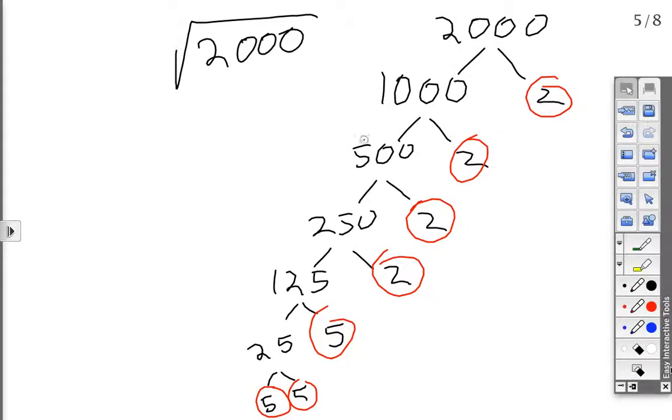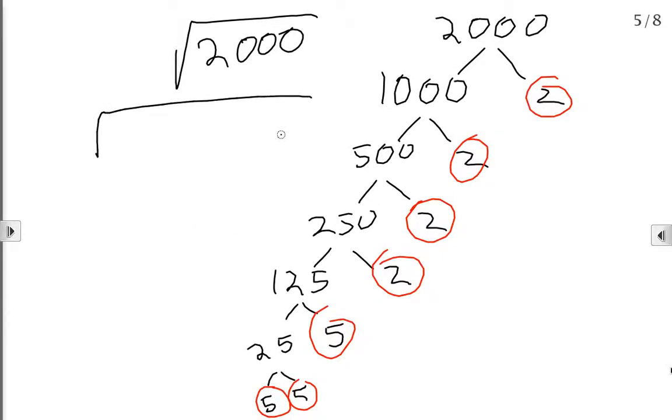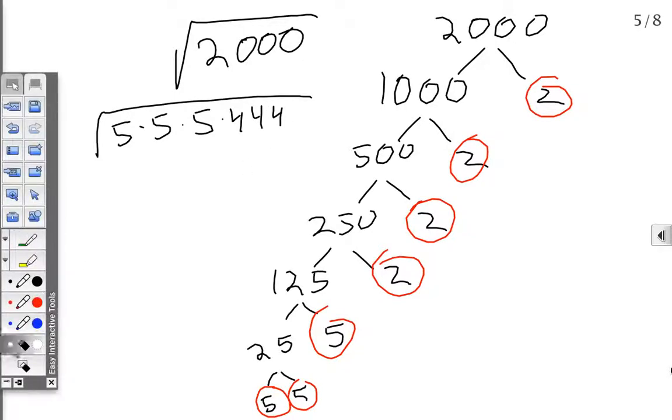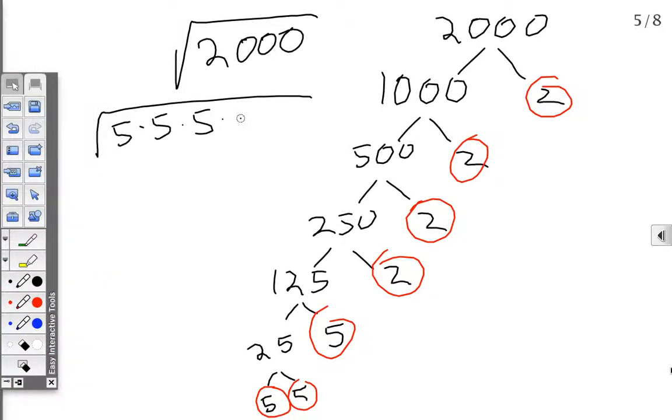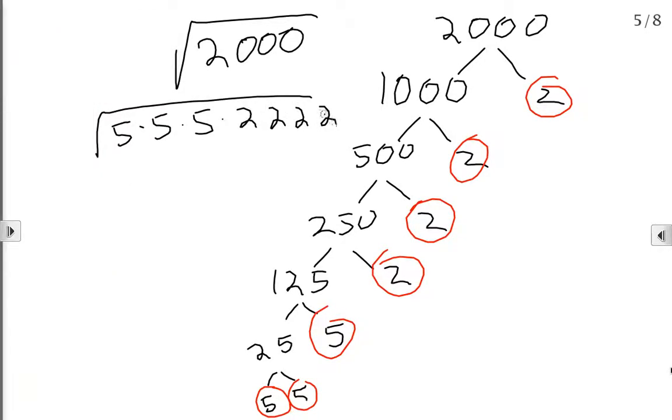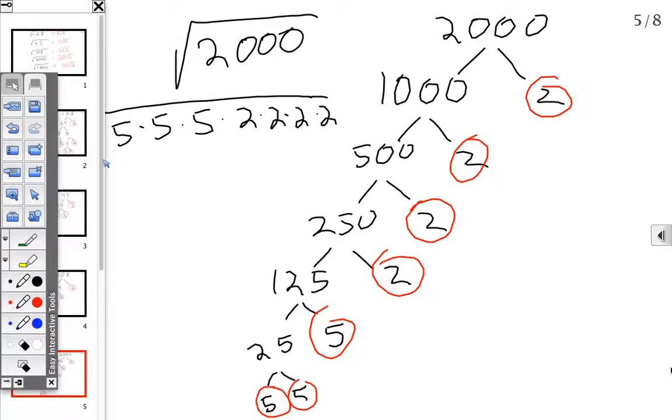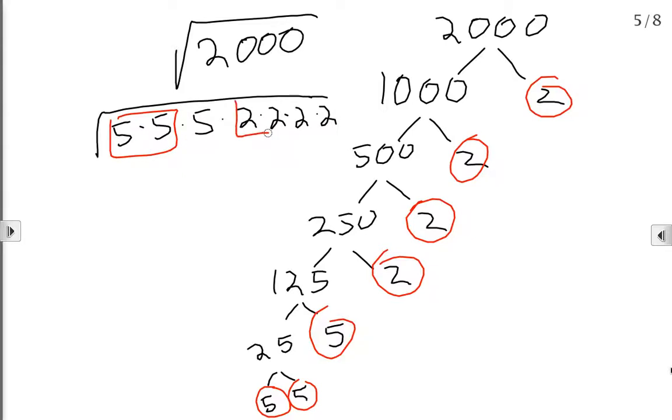That's okay. 2,000 is a big number, so we expect it to have a long factored form. There are 1, 2, 3 5s, and there are 1, 2, 3, 4 2s. Oh, I'm sorry, there are 4 2s. I started writing 4s. We got a pair of 5s right here. We got a pair of 2s right here. We got a pair of 2s right here.